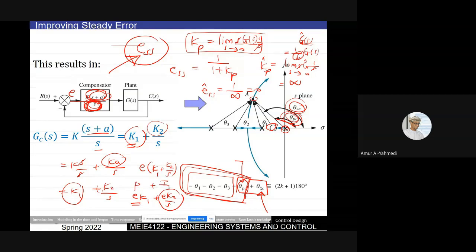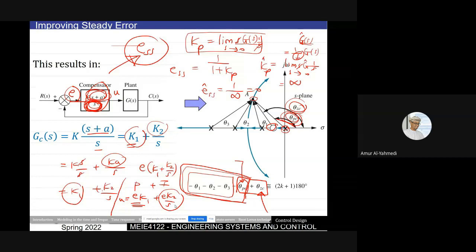My action, my controller, the one that will come from here, will be equal to E times this. This one is EK1, this is U. U equals EK1 plus EK2 over S, which is the integration. So it is called PI. So PI, we do it that way.